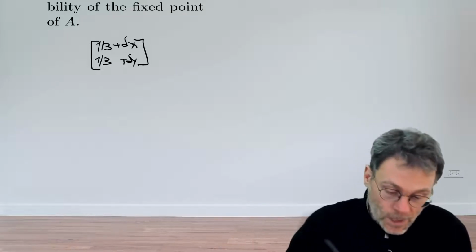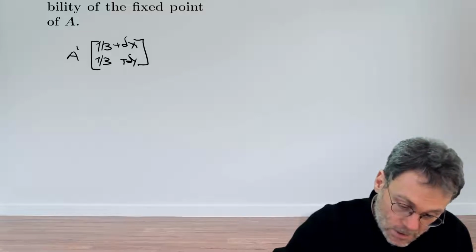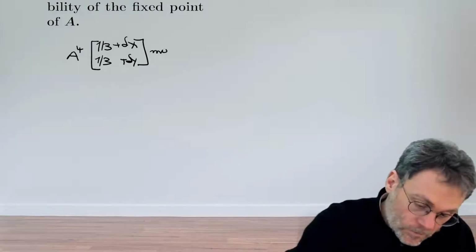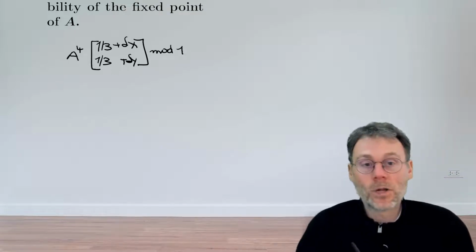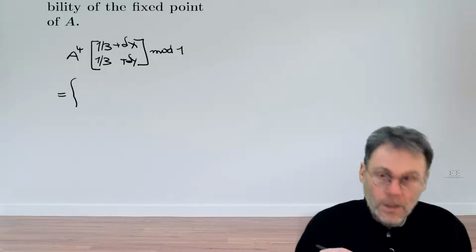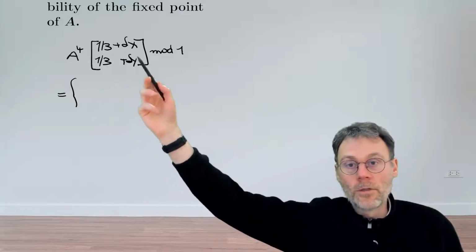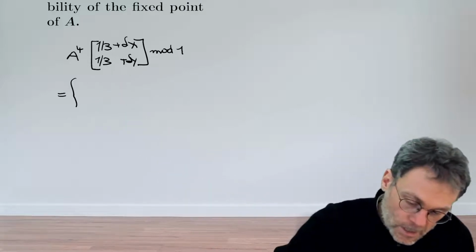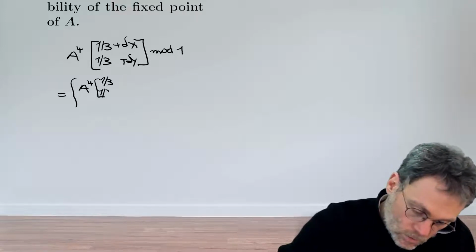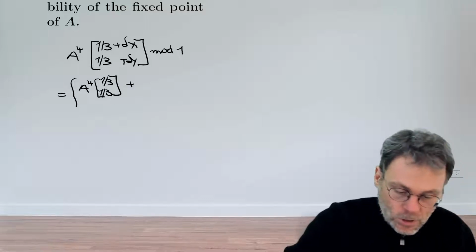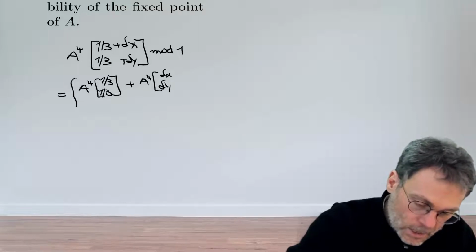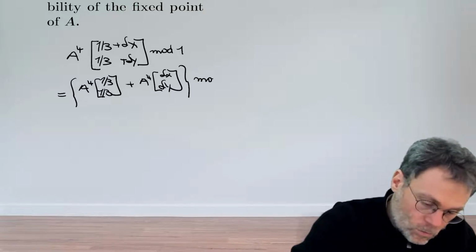So applying that map one more time. The map in our case is A to the power 4, because we're looking at period 4 points. And then we should not forget to take the mod 1 operation, because this is our linear map here. Now, obviously, if we focus only on the matrix multiplication here, that's a linear operation. So we can write that this is A^4 (1/3, 1/3) plus A^4 (delta x, delta y) mod 1.